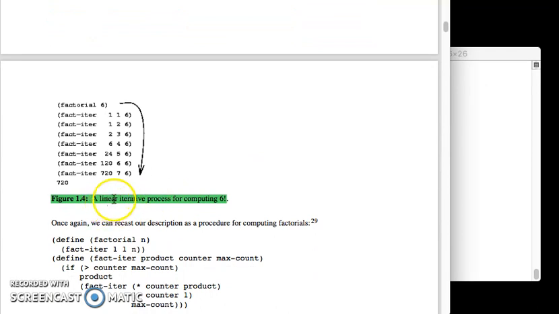Figure 1.4, a linear iterative process for computing n factorial. So for the factorial of 6, fact-iter starts with 1, 1, and 6. Then it ends up being 1, 2, and 6. Then 2, 3, and 6. Then 6, 4, and 6. Then 24, 5, and 6. Then 120, 6, and 6. Then 720, 7, and 6. And this one's greater, so we stop, and it's 720.